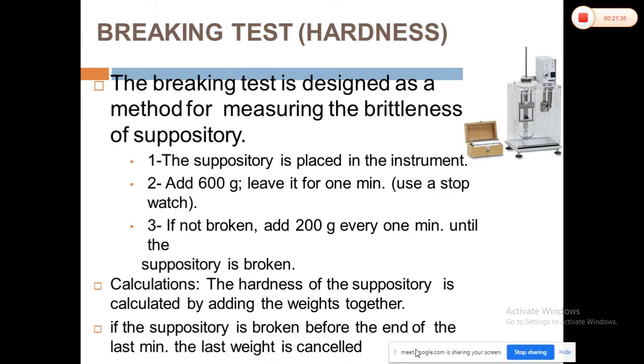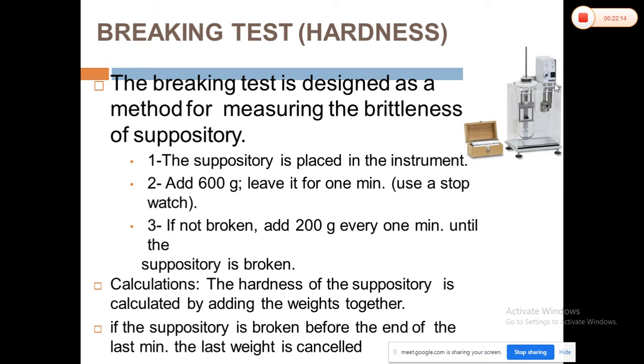Then another test is the breaking test or hardness test. This particular test is designed for measuring the brittleness, meaning the hardness, of the suppository. During transport or handling, whether the suppository breaks because of mechanical shocks. So to check the brittleness or hardness of your suppositories, this breaking test is determined.